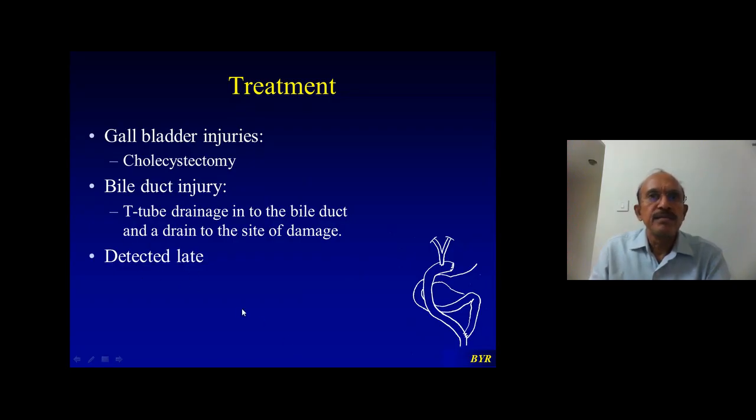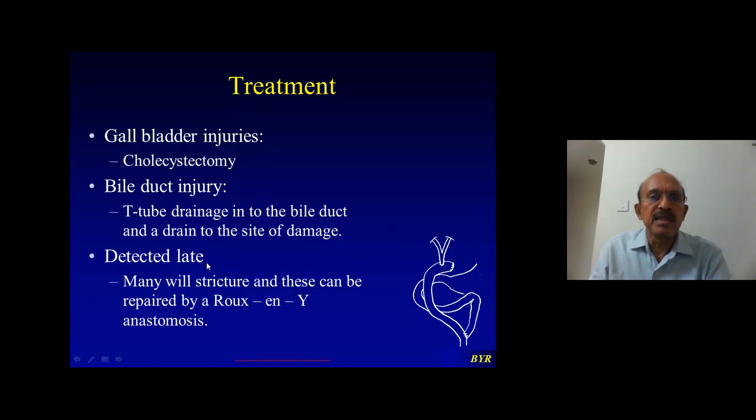So for bile duct injury detected at the time of operation, T-tube drainage. Detected late, on the third day or fifth day or seventh day, there is leak of bile. Then what should you do? Many of them will stricture, and this can be repaired by Roux-en-Y anastomosis at a later date.